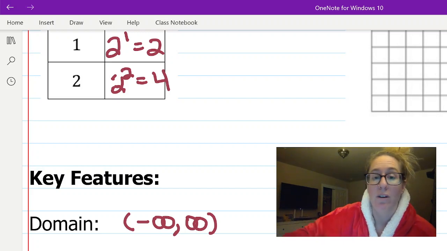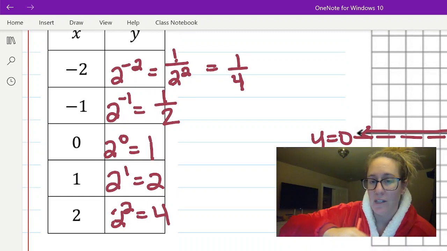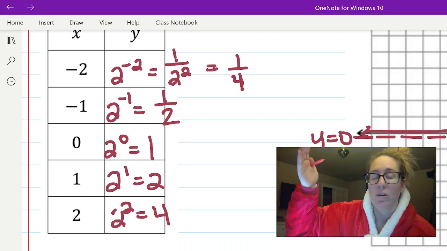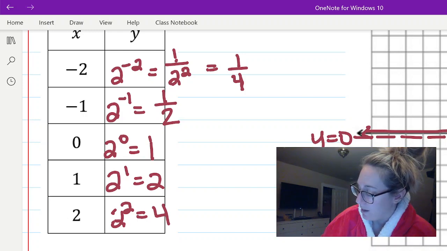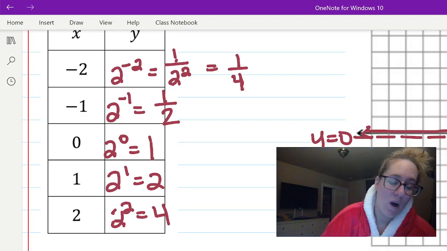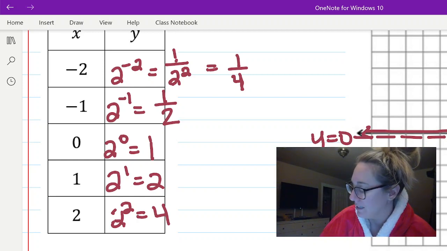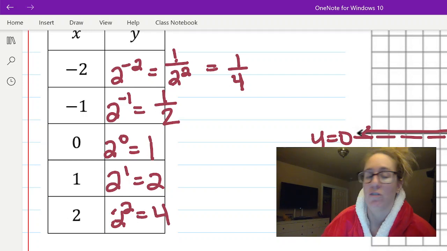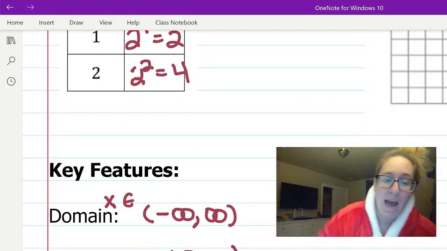Our range. If you look at our graph, we start around 0, but we can't include it, and then we continue to go up forever. So for our range, I forgot this for the domain, x is in that interval. Y is in the interval from parentheses 0 to infinity. And again, we use parentheses around the 0 because we are not including 0. Next up, our asymptote.